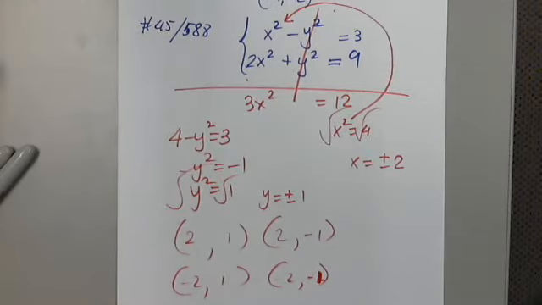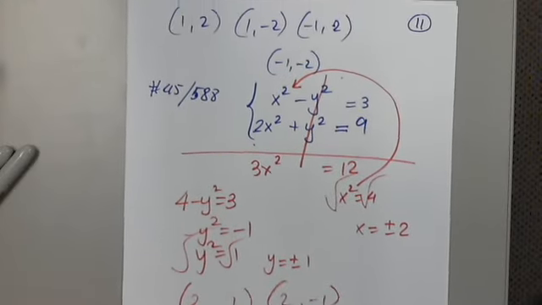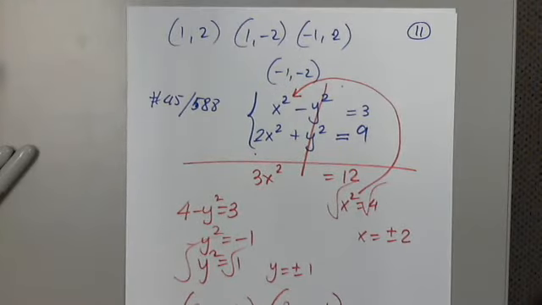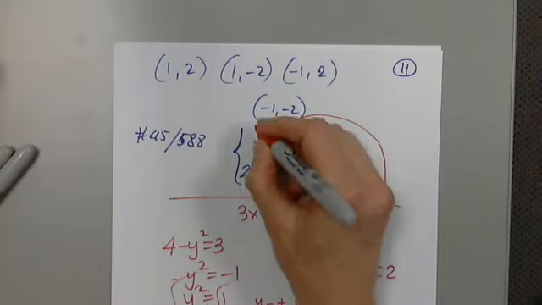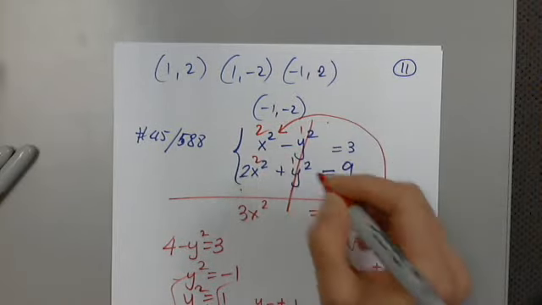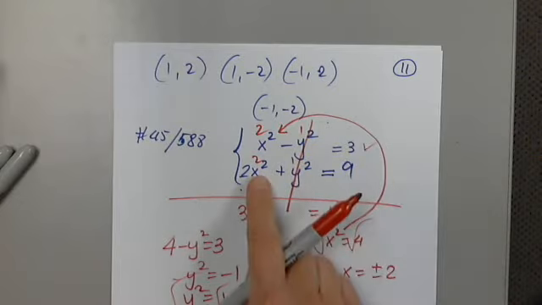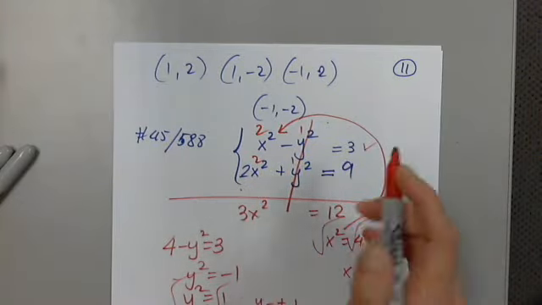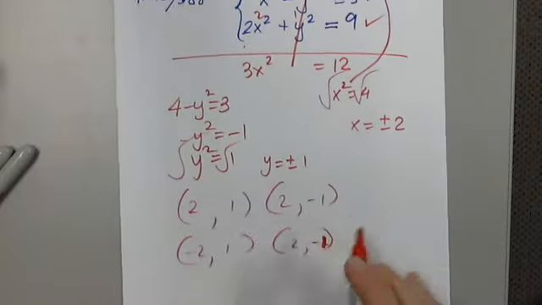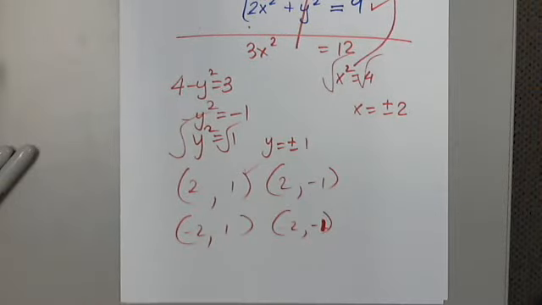Okay, let's go back and check. Let's say I want to check 2, 1. And then you choose another, or we can check all of them. So 2, 1. Let's check. 4 minus 1 is 3. Check. 4 times 2 is 8. 8 plus 1 is 9. Check. Which other would you like to check?